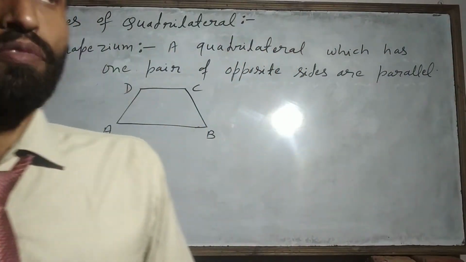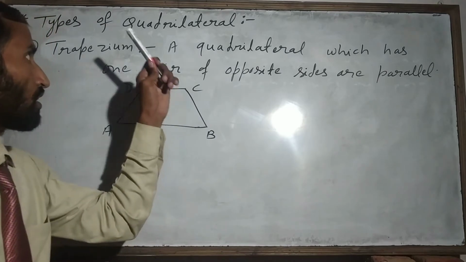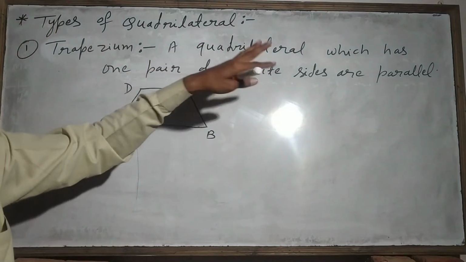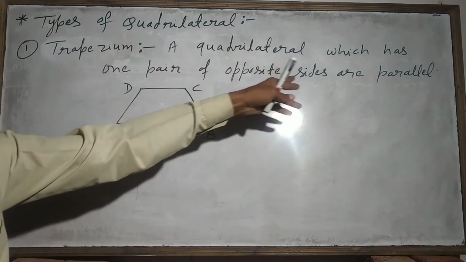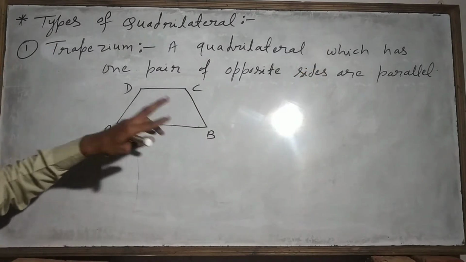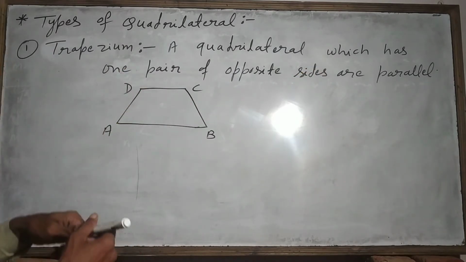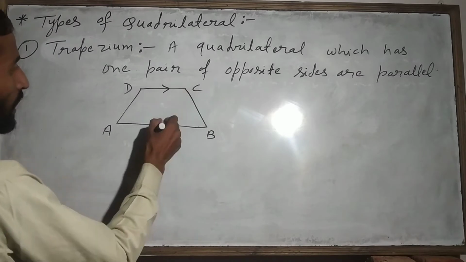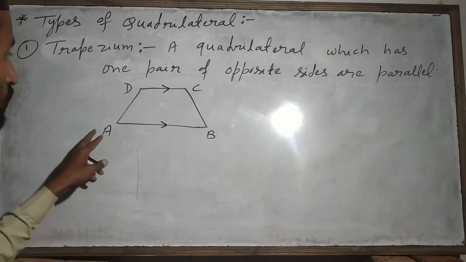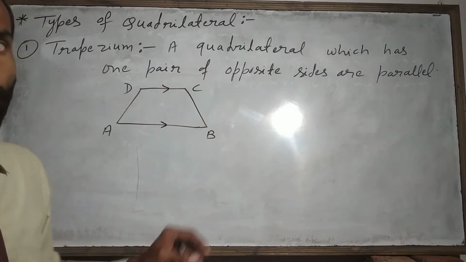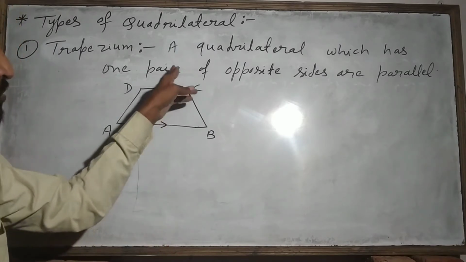Okay, the trapezium diagram is like this. The definition is: a quadrilateral which has one pair of opposite sides parallel is called a trapezium. One pair means this side is parallel. So AB is parallel to DC, so this is called a trapezium. This side will not be parallel.